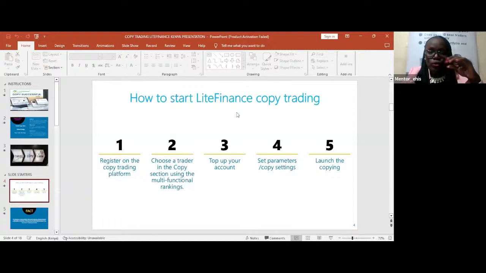After you've decided who to copy, step 3 is to top up your account, fund your account, make the deposit. Number 4 is to set the parameters on the copying process. There are some copying settings that you're required to put. You would find some of the traders you're copying have their own settings. So when you're choosing a trader to copy, be very keen on the settings they have displayed on their profile. Step 5 is you launch the copy. As simple as that.